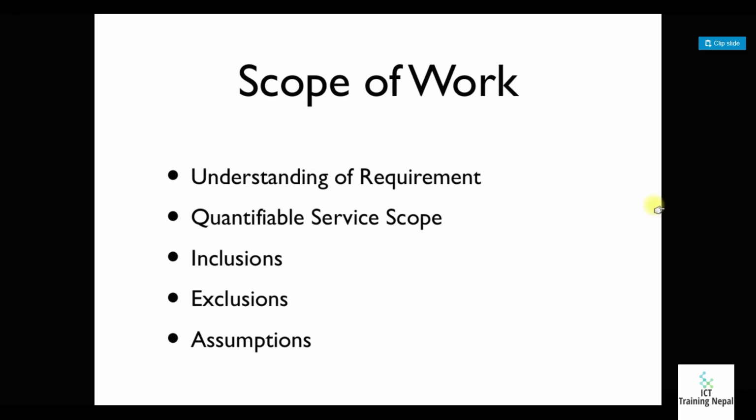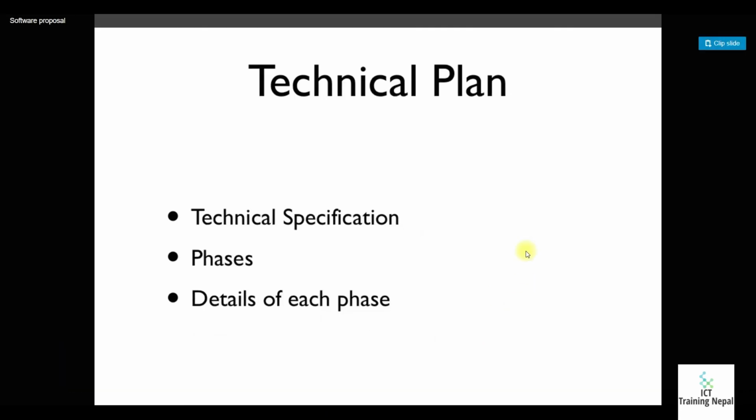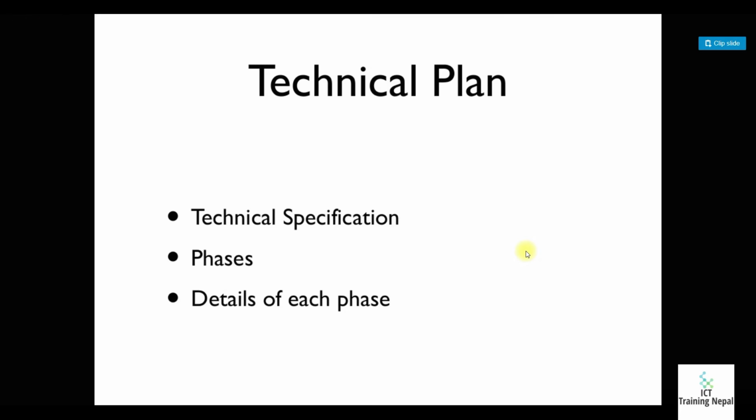Okay, let's talk about another one. The other one is the technical plan. You have to document the technical plan. In the technical plan there will be the technical specification, meaning what things you are using to make that particular application. There should be a computer, laptop, or the main programming language, and then phases, and the details of each phase and the technical phases.